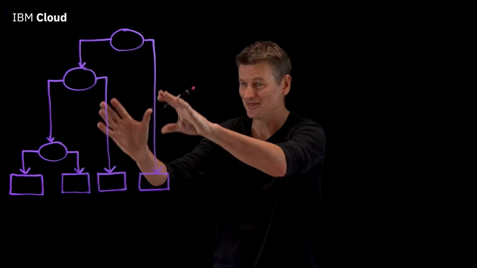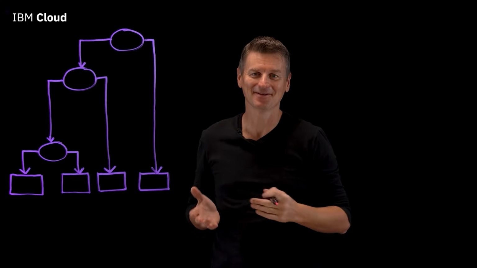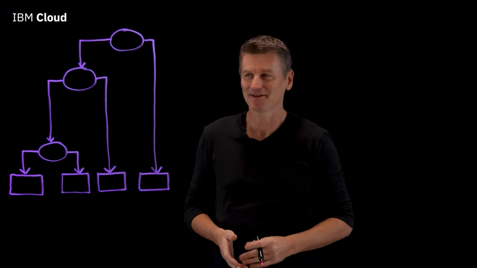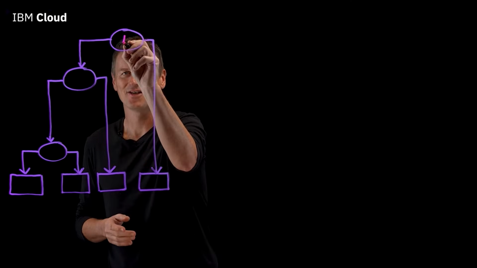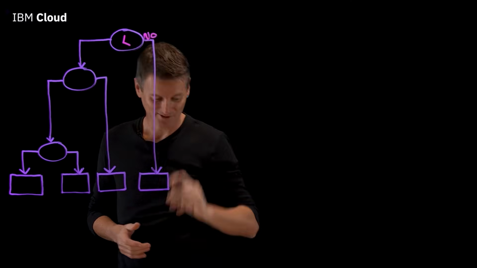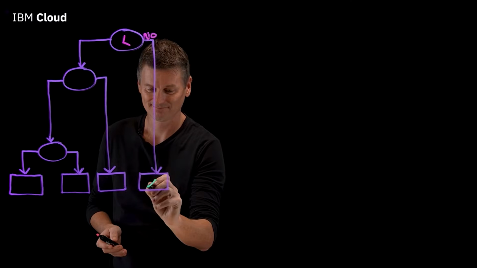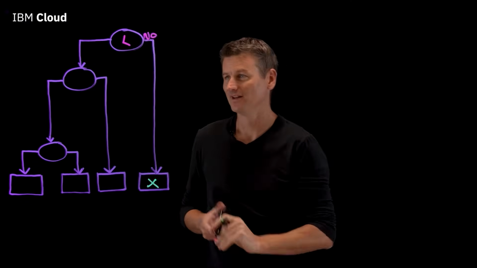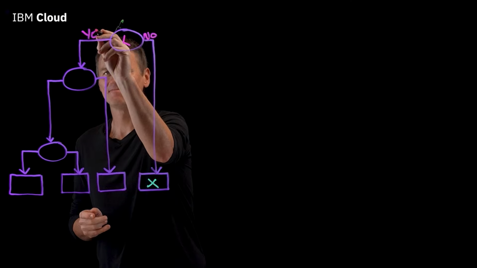I just can't decide. Should I play a round of golf today? Well, let's use this decision tree to make the decision. So first off, do I have the time? If I don't, well, then that's an easy decision. No golf. But let's say I do.